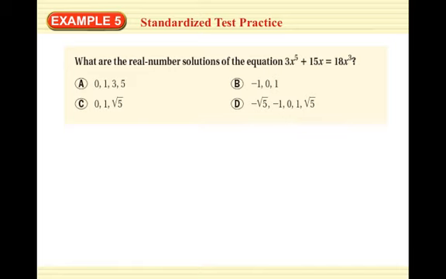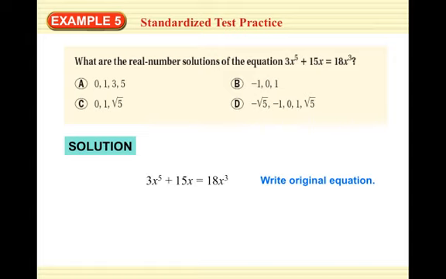What are the real number solutions of the equation 3x squared plus 15x equals 18x cubed? Okay, this one doesn't even tell you to use the zero product property or to factor. It is a method you need to be familiar with in order to just be able to solve these kind of problems. So we've got a polynomial. So what we want to do is we want to get everything on one side of the equation and 0 on the other, and we want to try to factor because that is a method for solving equations such as this. So we're going to write the original equation.